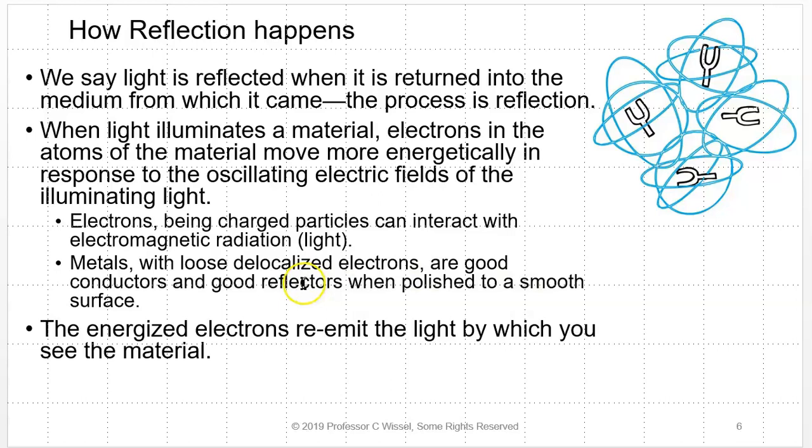And metals with loose delocalized electrons are good conductors. And I mentioned this when we talked about metals being good conductors. This is also what makes them shiny. This is why they're good reflectors when you polish them to a smooth surface.